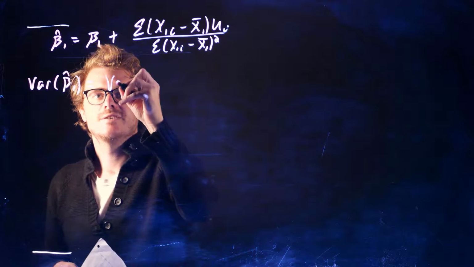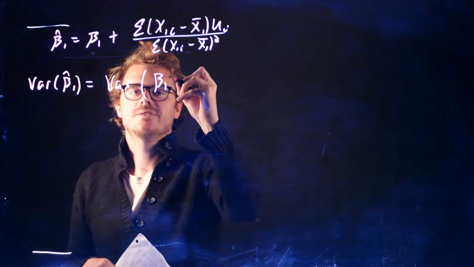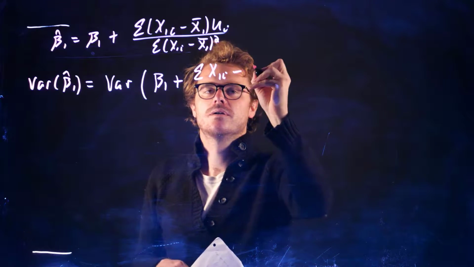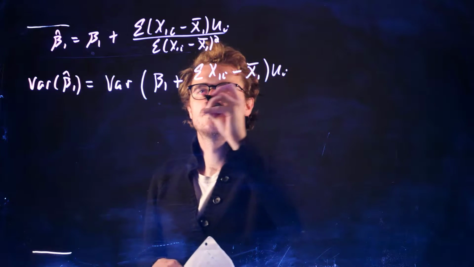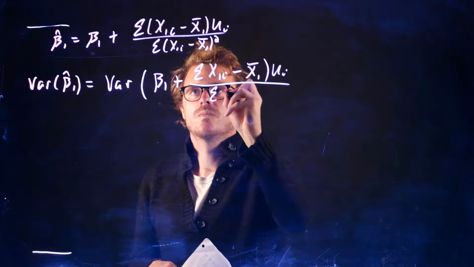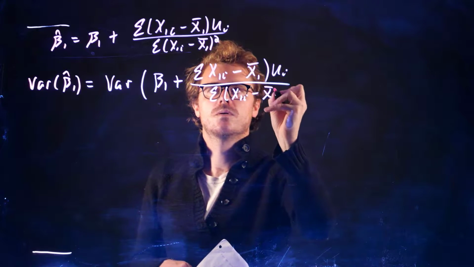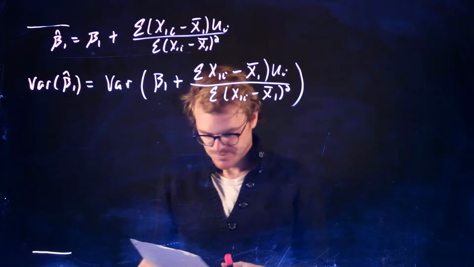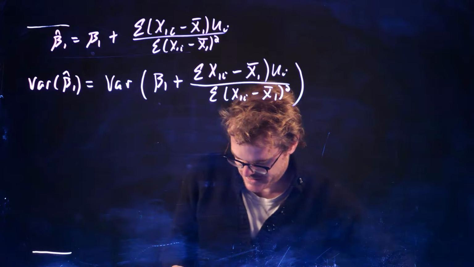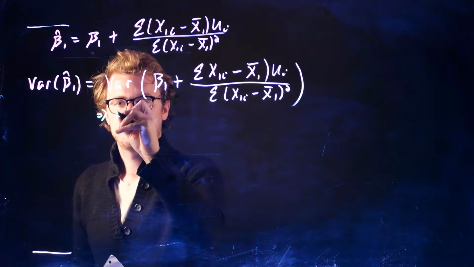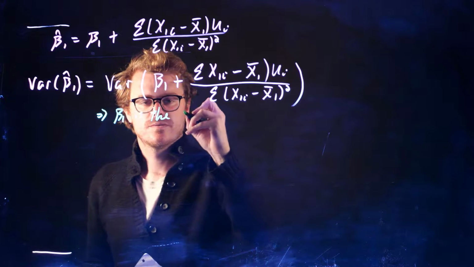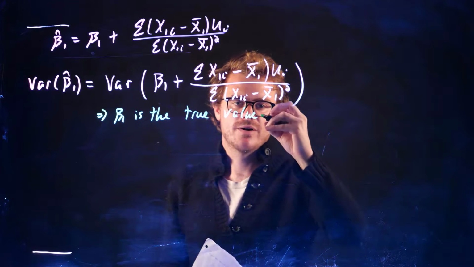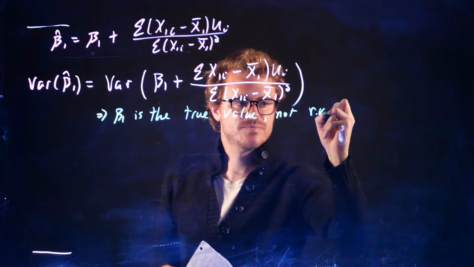So we just need to take the variance of both sides, and again, we can use the fact that the true value is a constant, some number. So right now we're just taking the variance of both sides. Let's get green out. So again, beta 1 is the true value of the parameter. It's not a random variable.